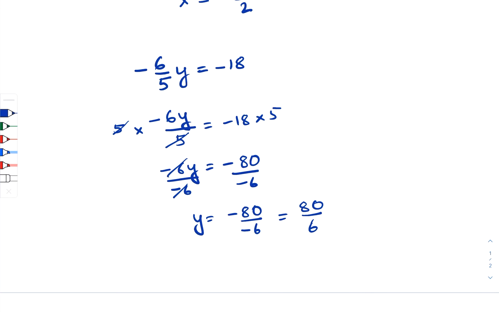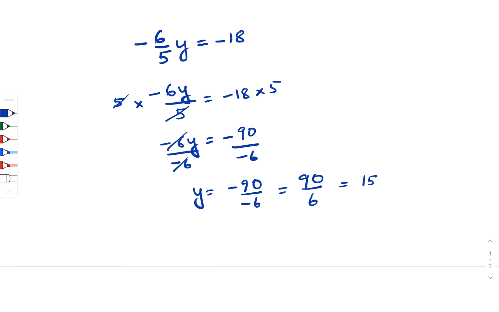I'm sorry, I think I did this a little wrong. 5 times negative 18 actually gives me negative 90, not negative 80. So there we go, 90. Apologies for that. And then if I take 90 and divide it by 6, I get 15. So y is equal to 15.